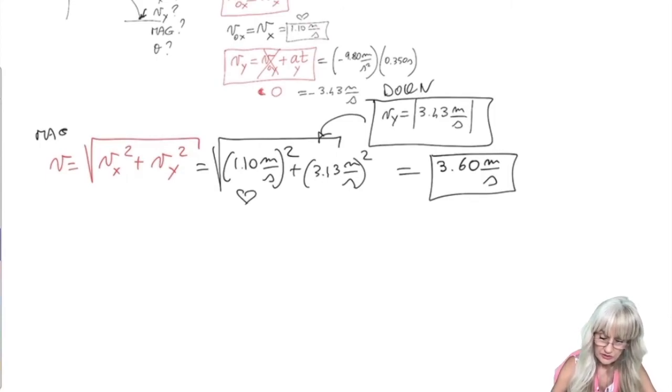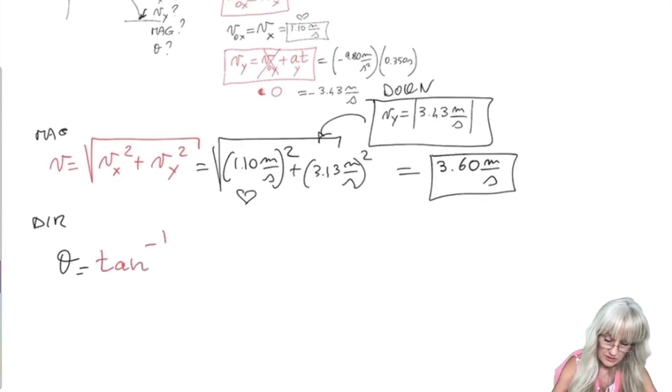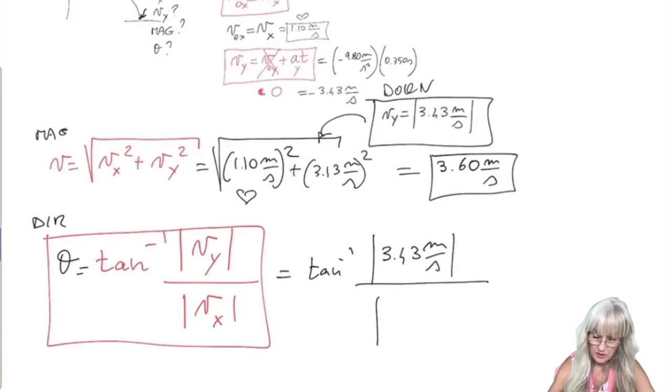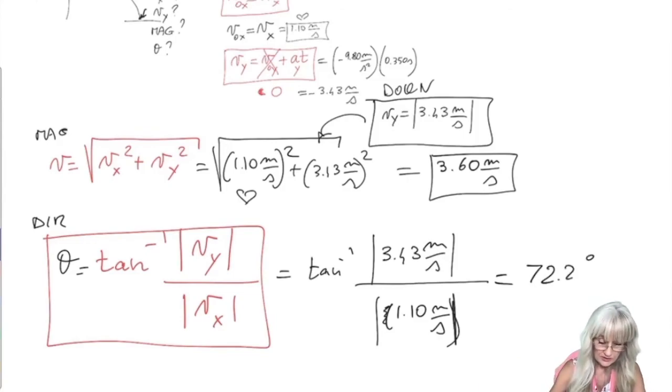What is the direction? The direction is the inverse of the tangent. In this case, I'm going to say absolute value of the vertical component over absolute value of the horizontal component. So let's plug in. The vertical is 34.3 and this one is 11.0, without the parentheses. Straight. So the final answer will come up an angle of 72.2. Now this angle is computed below the horizontal x-axis.